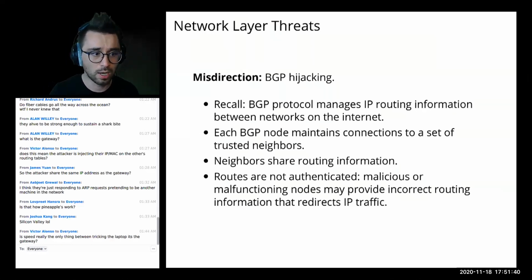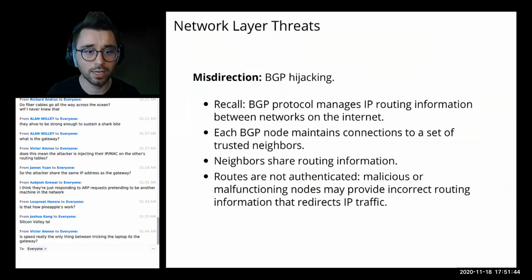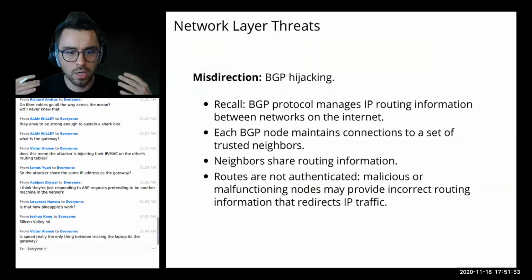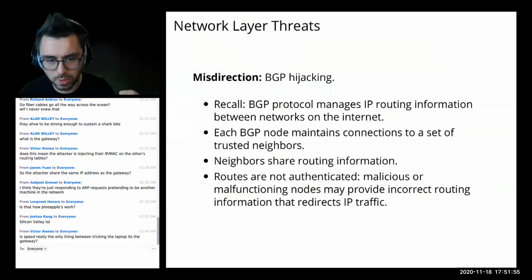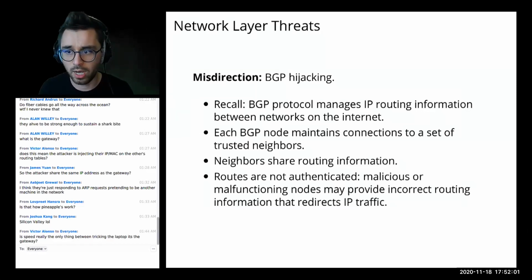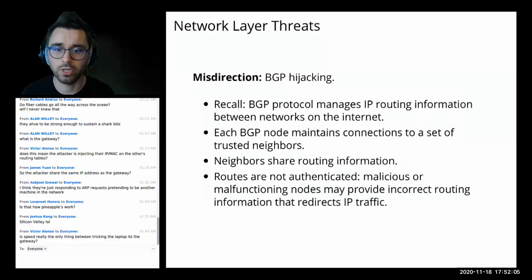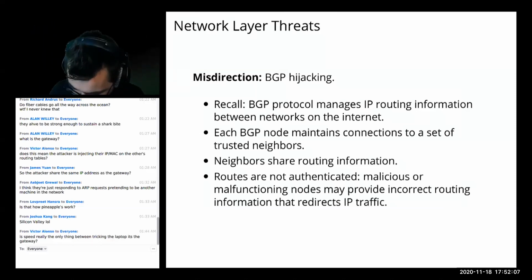But at the end of the day, these BGP nodes share routing information and route traffic through each other. Like everything else in this lecture, these routes are unauthenticated, so I can share a route with you and I can totally make everything up about it. And what this means is that if we have a malicious or a malfunctioning BGP node on the internet, it might be providing wrong routing information, and this ultimately results in IP traffic getting redirected to parts of the network that it shouldn't.